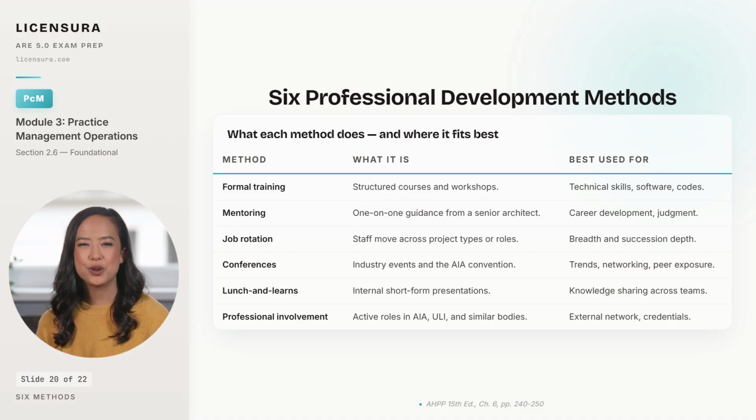Job rotation moves staff across project types and roles inside the firm, building breadth of experience and quietly creating succession depth so the firm does not depend on any single person.